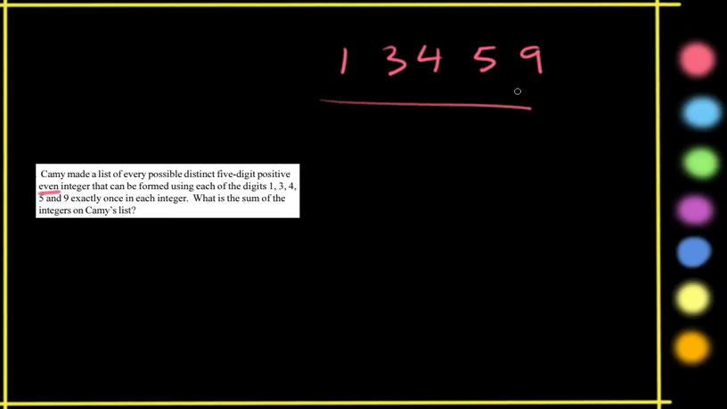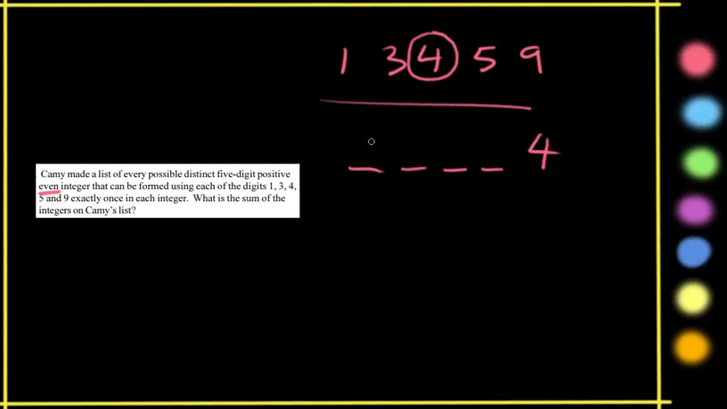And the only way for it to be an even integer is if we take the 4 and stick it at the end. So we have no choice on which digit goes last. But we have 4 spots in front of the 4 that we can choose however we want. It doesn't matter how we arrange the 1, the 3, the 5, and the 9. It's always still going to be an even number as long as we have the 4 at the end.